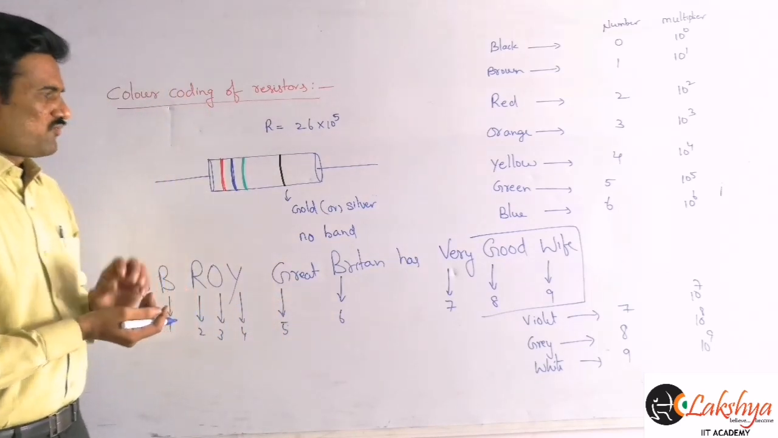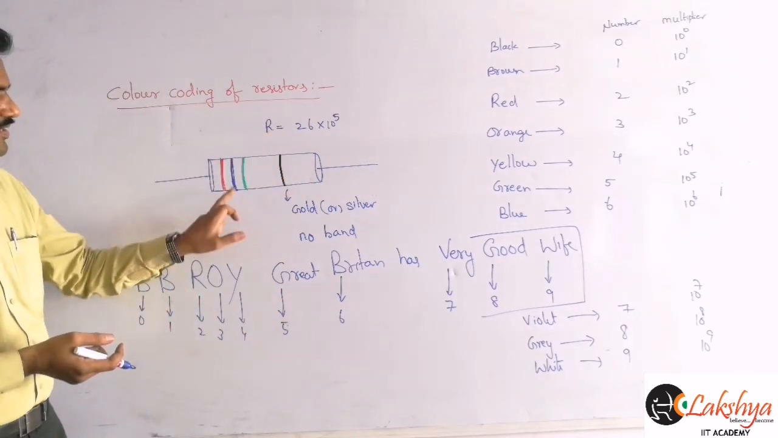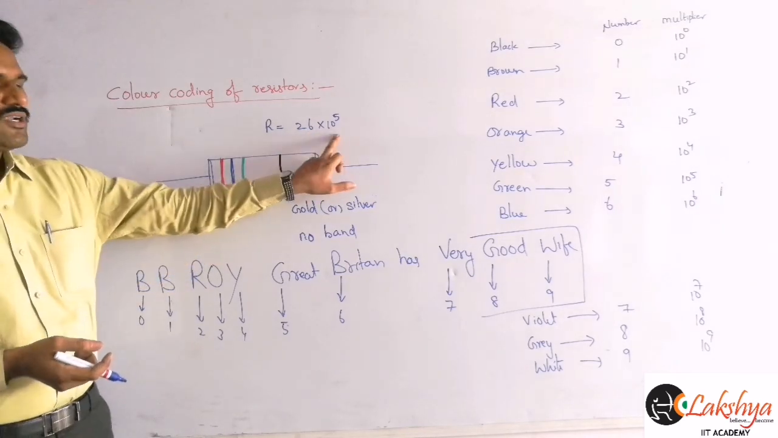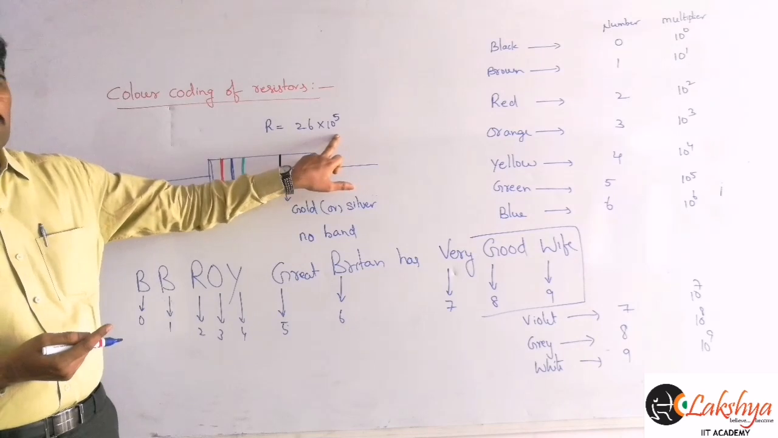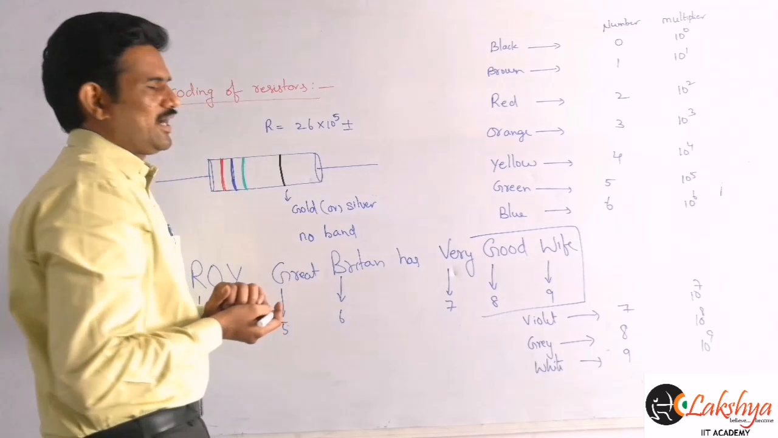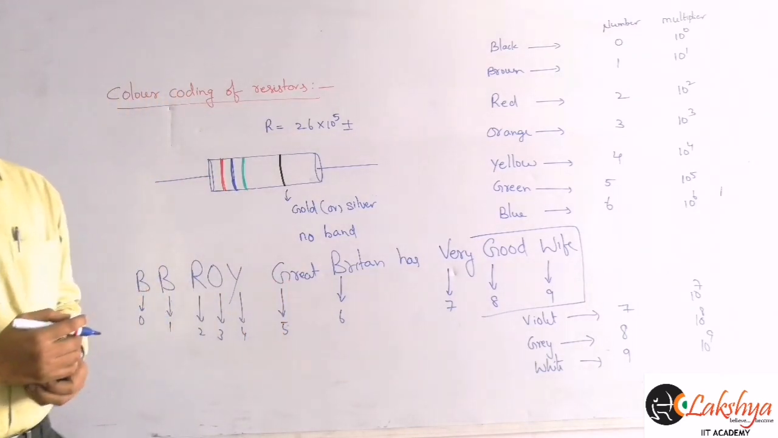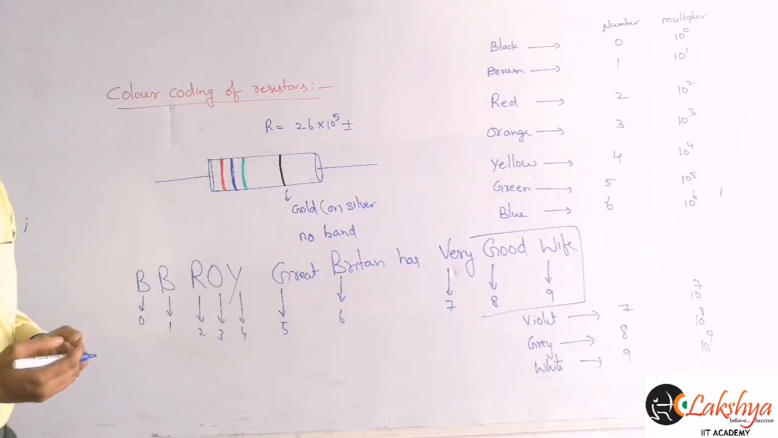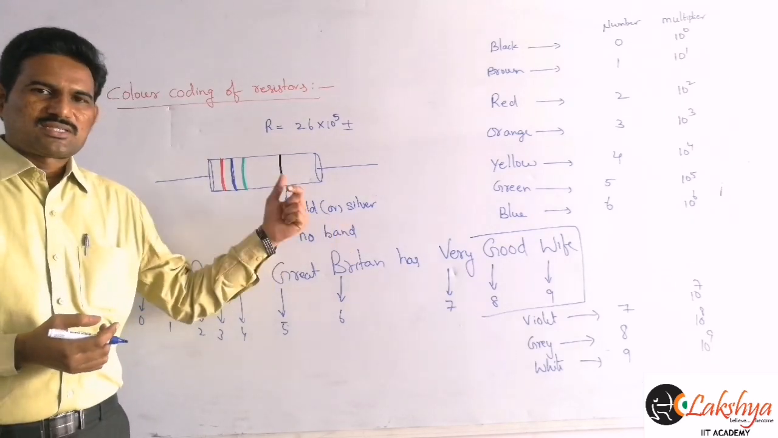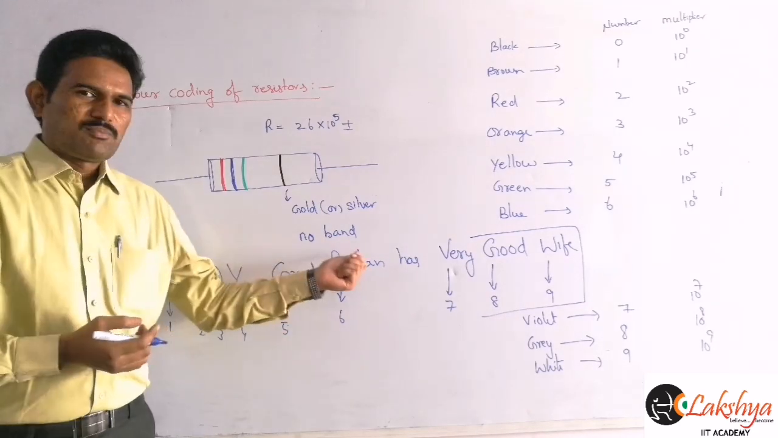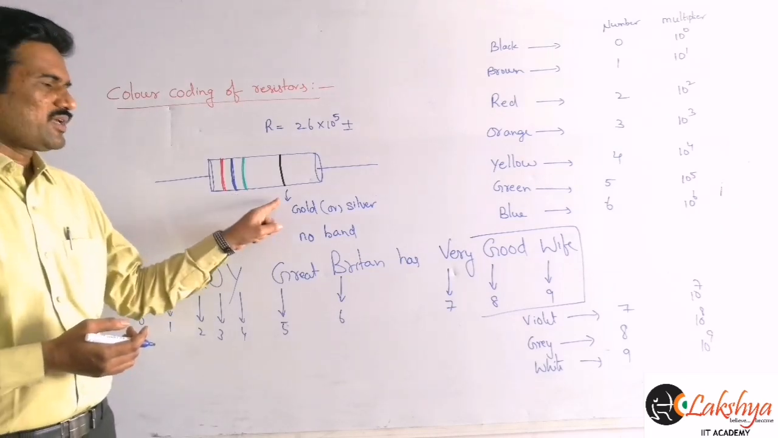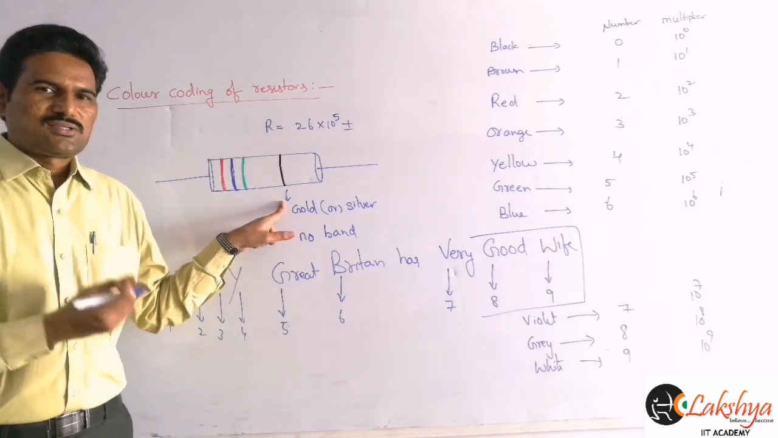Got it? The first band represents the first significant figure, the second colored band represents the second significant figure, and the third band represents the 10 power multiple value. And next, plus or minus: the fourth band represents the tolerance. For the tolerance, if gold is there, we consider it as 5%, if silver is there, we consider it as 10%, and if there is no colored band, we consider it as 20%. For example, if you are taking this as a gold color, it is not actually gold here.